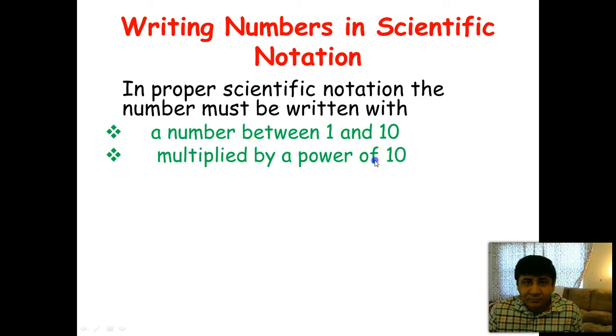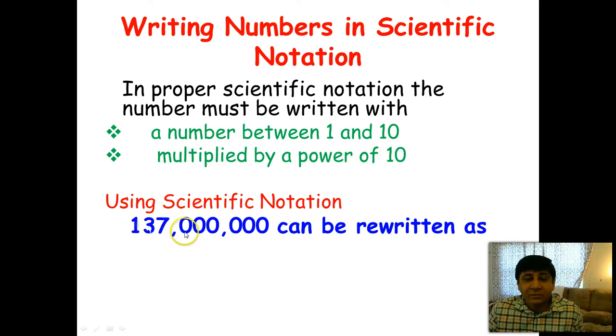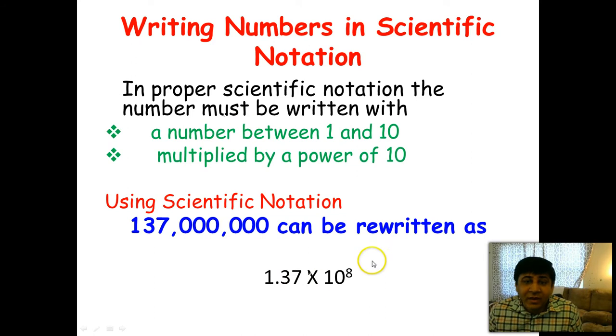of 10. For example, if you want to write this big number in scientific notation, I'm not going to tell you right now how, but it will be written compactly, like this one. So this whole number, 137 million, we can write as 1.37 multiplied by 10 to the power 8. In proper scientific notation, the number must be written with two parts. The first part is a number between 1 and 10, in this case 1.37, and then it has to be multiplied by a power of 10, which is this one, 10 to the power 8. We will learn how to write this in the coming slides.